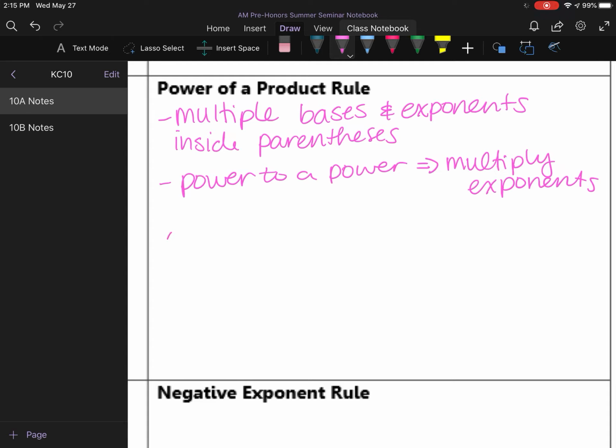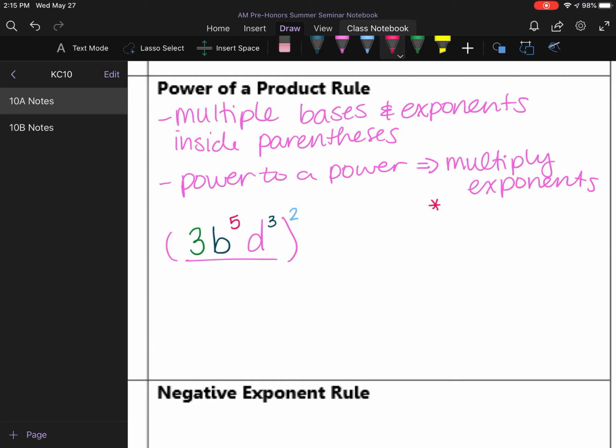Okay, so we still have our parentheses, we have what's inside the parentheses, but you might have multiple different things. So let's say we have the number 3. Let's still stick with b to the 5th and have the 2 on the outside, but let's also say that we had d to the 3rd. Okay, so you see we've got multiple bases and exponents inside the parentheses, but it's still a power to a power, so we multiply the exponents.